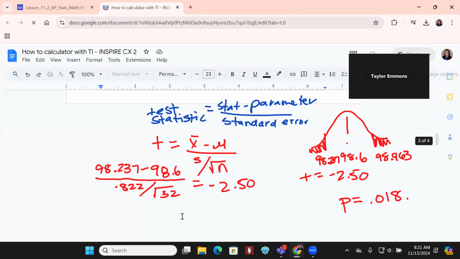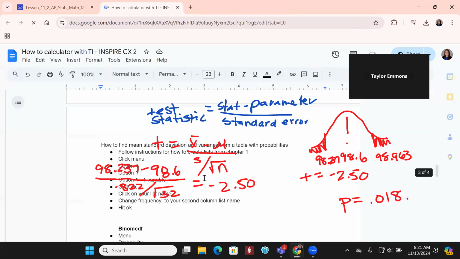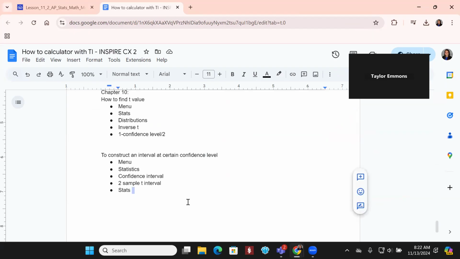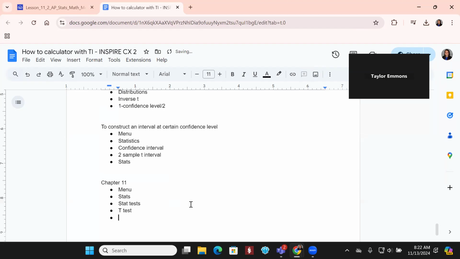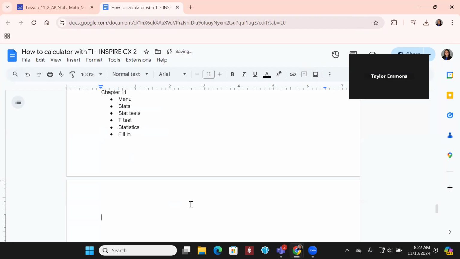so running that back really quick. All right, so we're running it back. We're on chapter 11. And we said go to menu, go to stats. Then go to stat test, and then go to t-test, right? And then you're gonna hit statistics, and then fill in data, right?